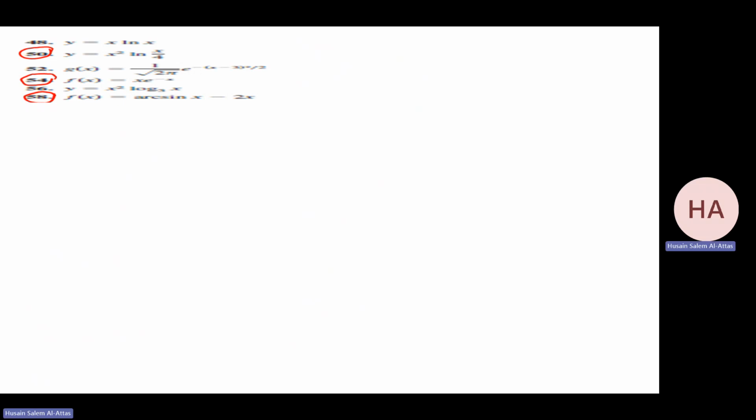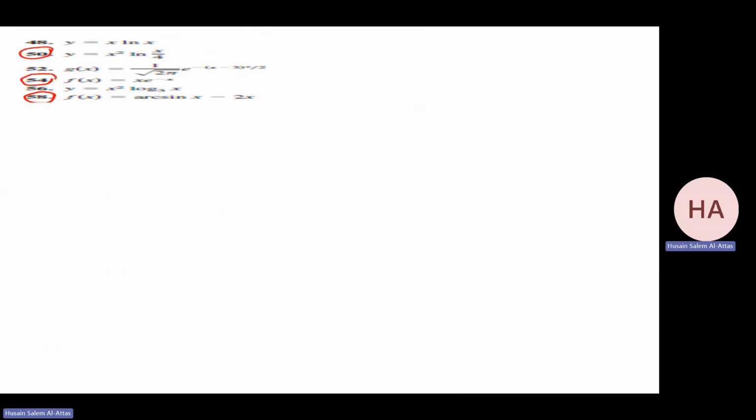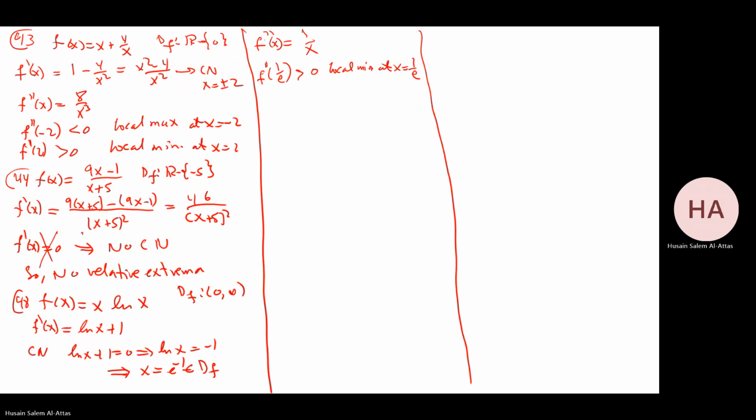I chose many problems because they are easy, but the space isn't the right one. Okay. Number 50. Y equals x squared ln x over 4. What will be the domain? From 0 to infinity, open.